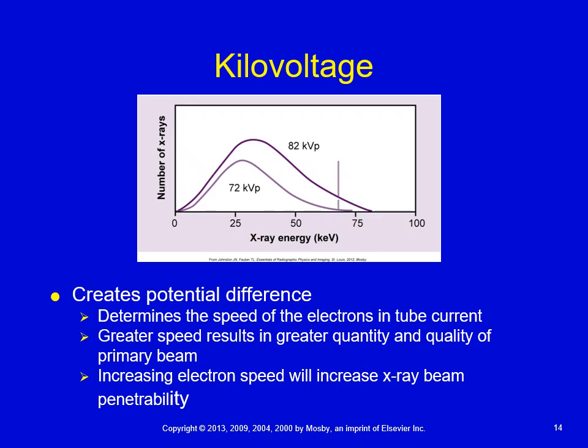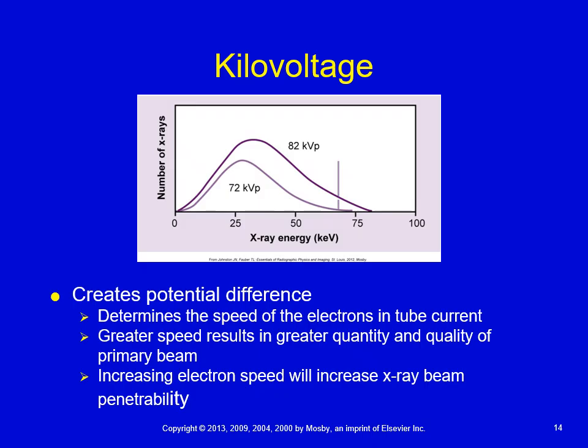All right, so now we're just looking at KVP by itself. As you can see right here, we talked about it just a little bit. KVP is basically whether or not the X-rays will have the strength to be able to penetrate the patient. It not only determines the speed of the electrons in the X-ray beam, it also controls whether or not it's going to be able to penetrate.